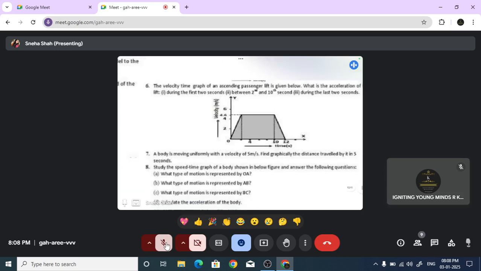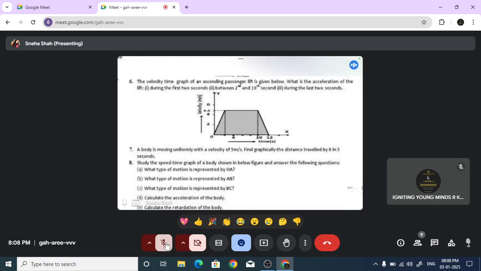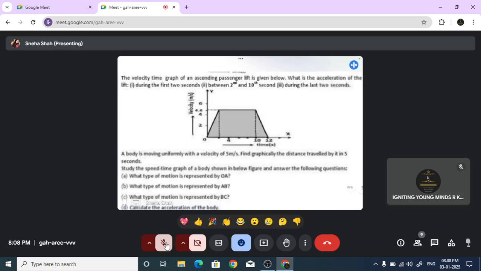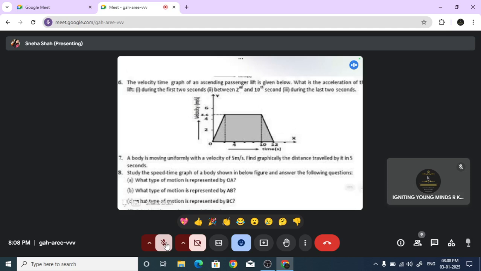Here, the seventh question. A body is moving uniformly with a velocity of 5 meters per second. Find graphically the distance traveled by it in 5 seconds. For this, you will have to draw a graph on your own, and you will have to submit that particular picture in the group. Take a picture of that graph and submit it in the group.